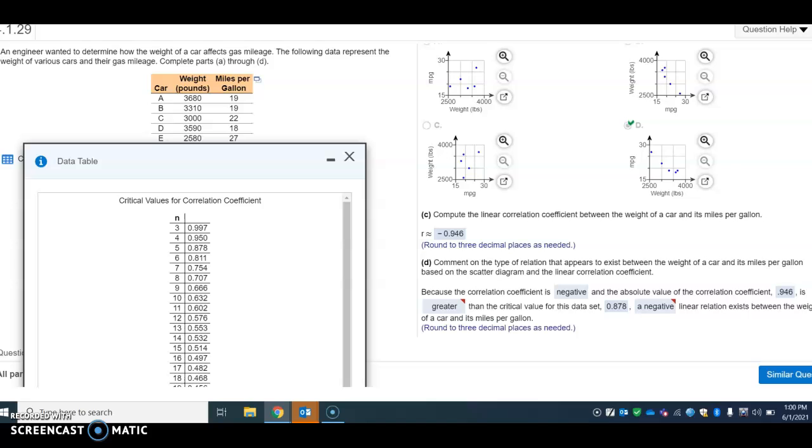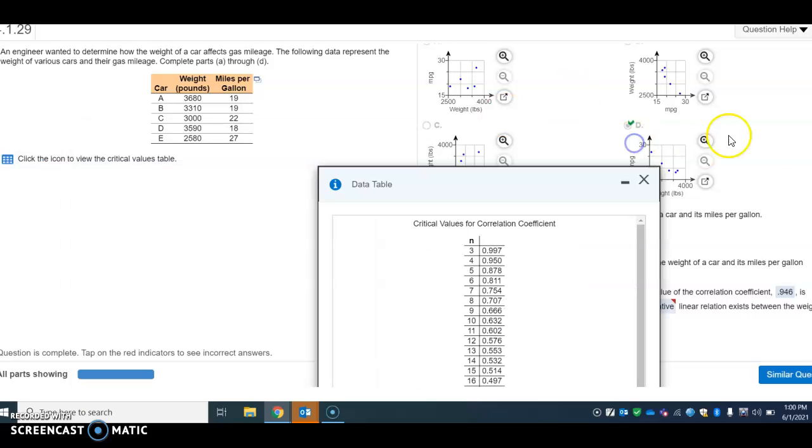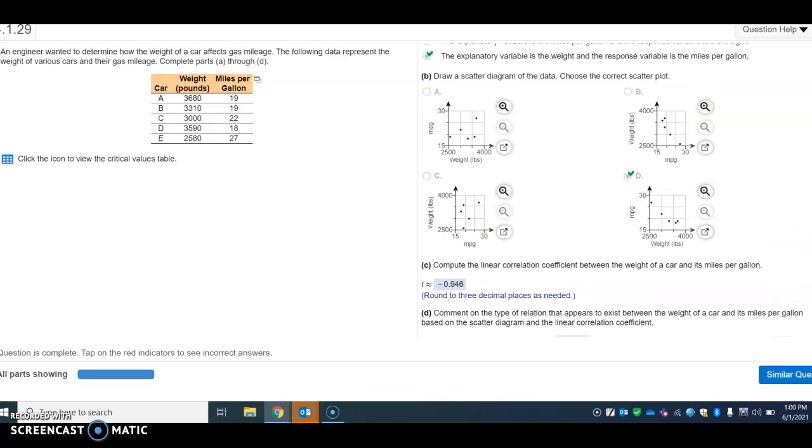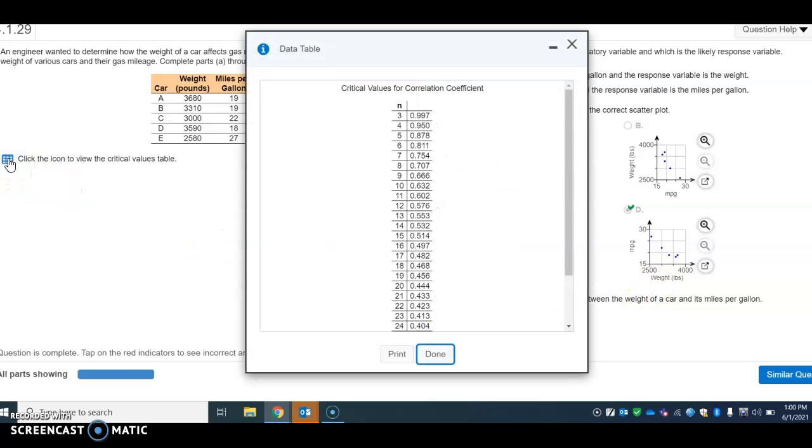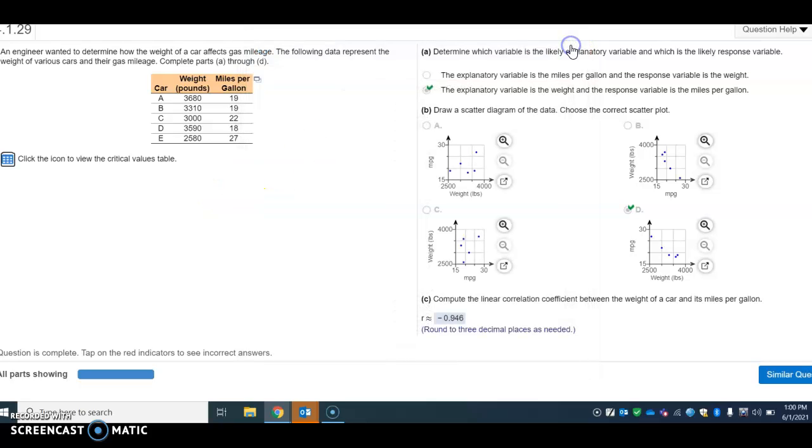So I hope that helps you understand this problem. So the R can be negative, but you just use the positive value when you look on the critical value chart and compare it to the critical value. So I hope this helps.